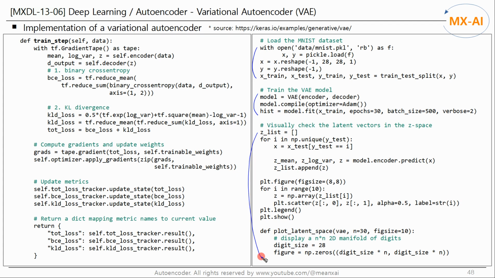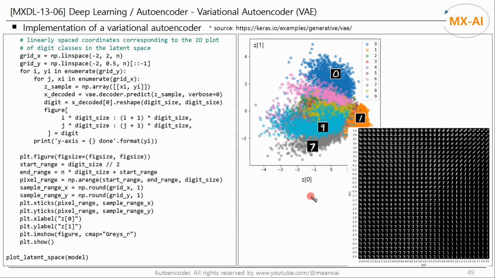I will skip the explanation of this code. The results are as follows. The latent vectors of the test data are distributed in this space as follows. The digit 9 images are distributed here, and the digit 7 images are distributed here. Similar images are overlapping each other.